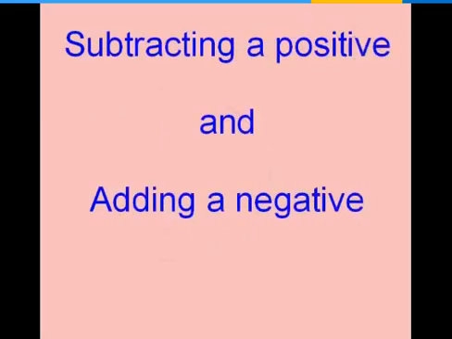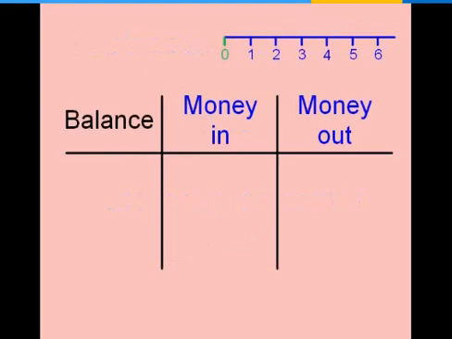This is where it gets more difficult. We're now going to look at subtracting a positive and adding a negative. To do this, we're going to think about a bank account. If I put £4 into my bank account, then I have a balance of £4. I can see this here on the number line.